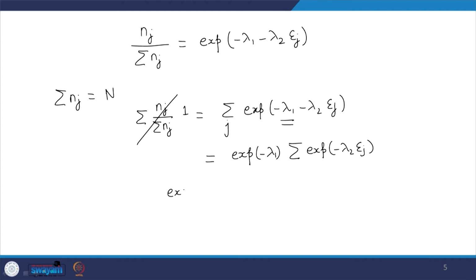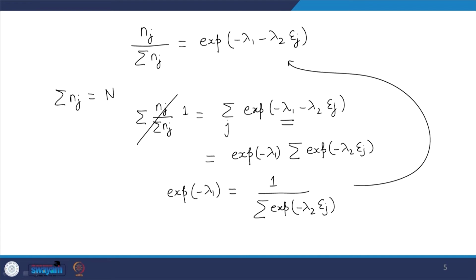we have is exponential of minus lambda 1 is equal to 1 over the summation of exponential of minus lambda 2 epsilon j, and if I put this back right here, what we get is exponential of minus lambda 2 epsilon j by the summation of exponential of minus lambda 2 epsilon j. So, the result that we have got is actually similar to the Boltzmann distribution that we have obtained earlier.